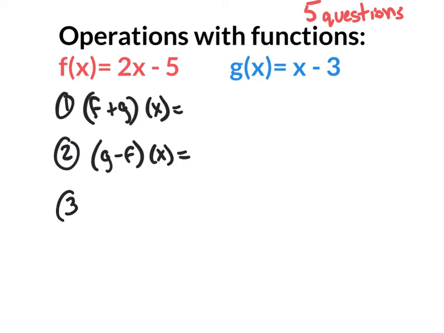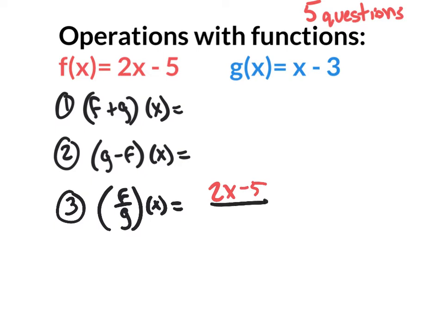Or I could ask you to do something like f divided by g of x. This is all function notation, and you need to know how to do these. Now, division, it's simple. You just place the f of x function, the 2x minus 5, place it over the g of x function, which is x minus 3. And if you leave that as your answer, it's going to be wrong.